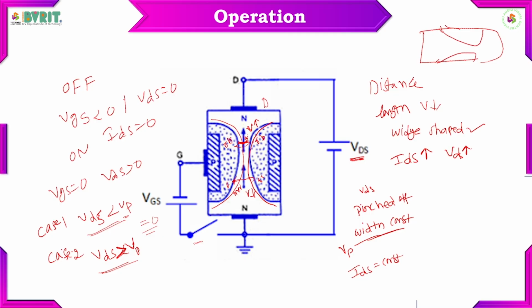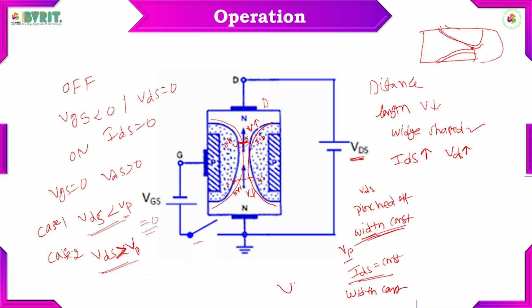If you are increasing VDS, then it is more wedge shaping like this. At a particular voltage, this will become constant. This voltage where the width of the channel is constant is called the pinch off voltage. That is what we call VP. Whenever it reaches VP, the current is constant, because the width of the channel is constant.